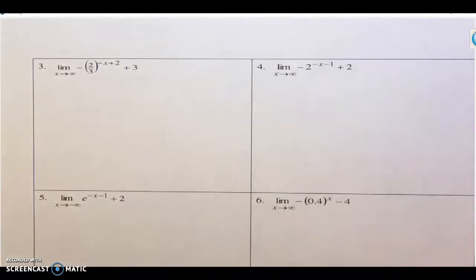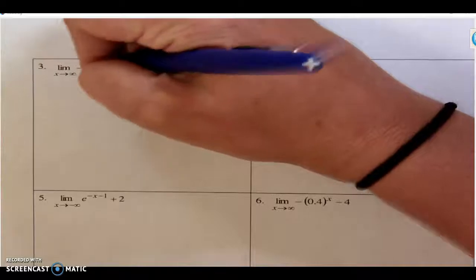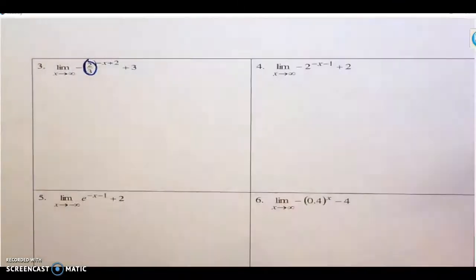Okay, so we have some more limits of exponentials. So just remember, if you're looking for the end behaviors, if they're asking for the limit at infinity or negative infinity, you're going to have to sketch a graph. So for number 3, this 2/3 tells us that it's going to be decay.